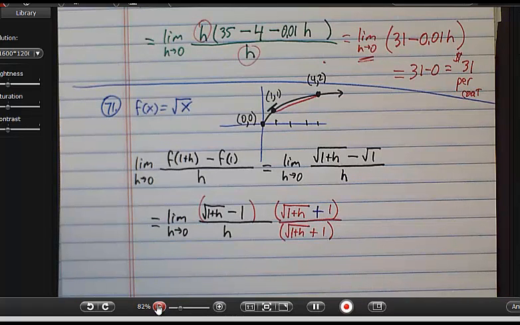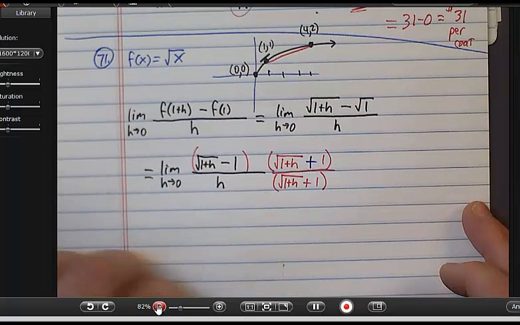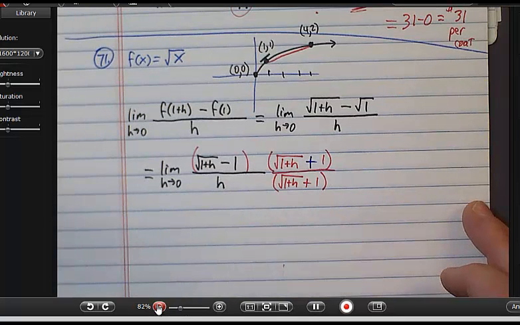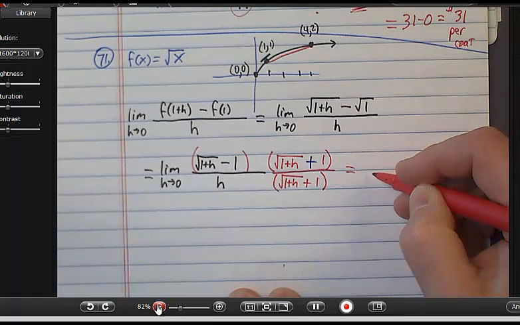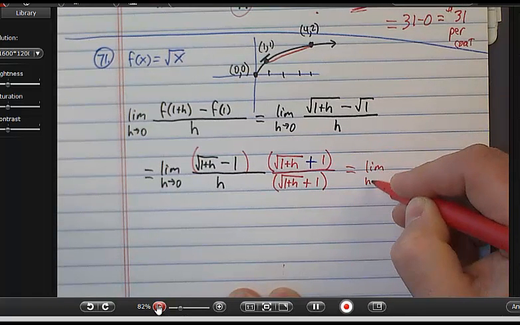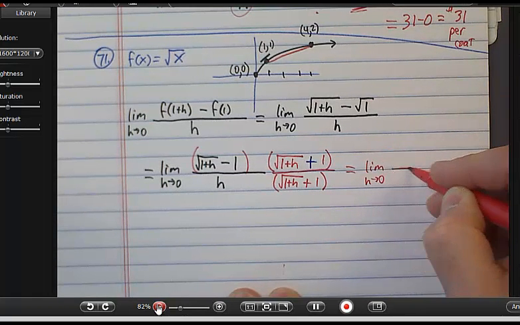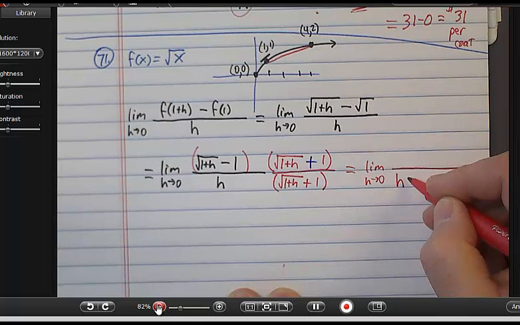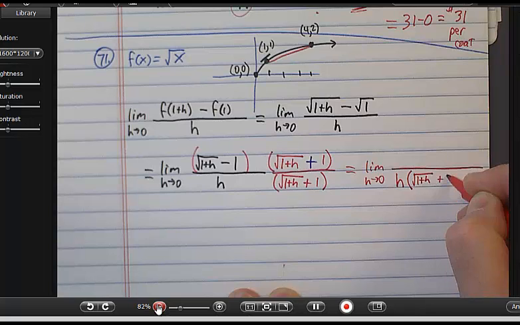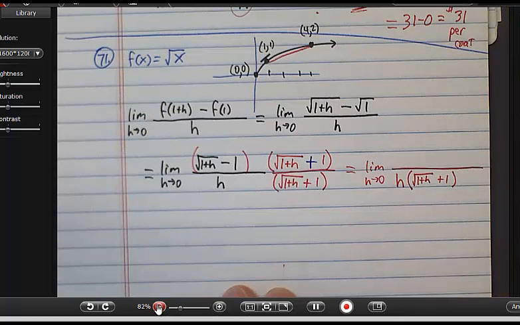I mean, why do I care whether it's in the numerator or denominator? I have a calculator. I don't care. All right, here I go. So anyways, I'm going to multiply this out and see what I get. My denominator, let's leave exactly the same: h times the square root of 1 plus h plus 1. That's fine. The numerator, good things happen.